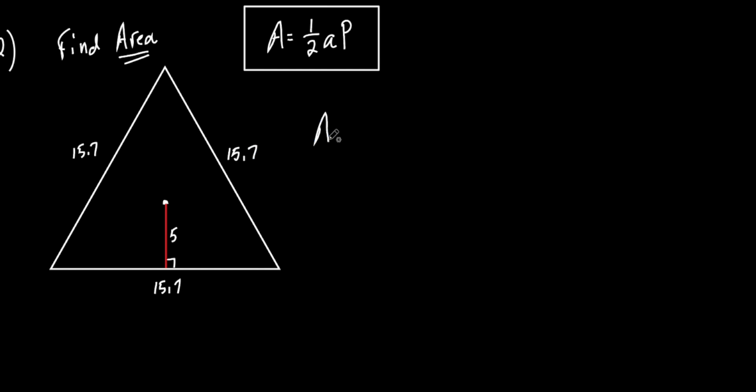So how do I find the area of it? Well, it's 1/2 times A, which is the apothem. What's the apothem? It's 5 times the perimeter. Now, how do I find the perimeter of it? Is it just 15.7? Times 3. Very good. It's 15.7 times 3. That's the perimeter right here. Okay? That's the perimeter. Everybody see that? Because if I add up all three of those, I get the perimeter. Or I take one of them, multiply it by 3, and that's the perimeter.